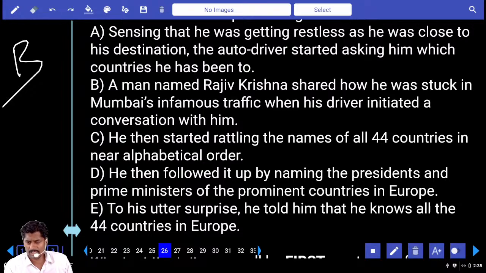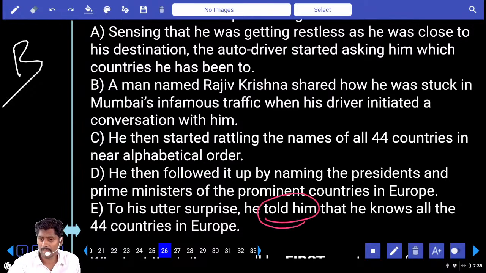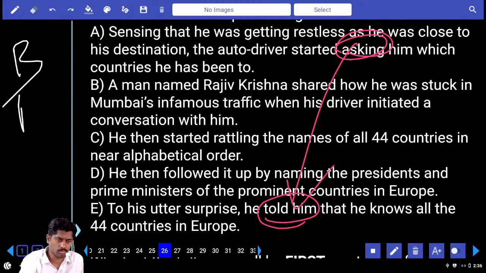Sensing that he was getting restless as he was close to his destination, the auto driver started asking him which countries he has been to. That one will come, or he then started rattling the names. He then followed it by naming. To his utter surprise, he told him that he knows all. He told him. Ikkada adgadam jarigindi. Ask, then told. So B tarvata A pettukochu.